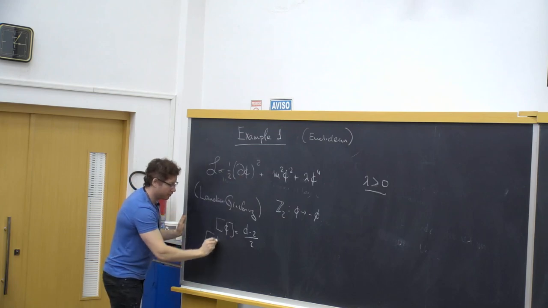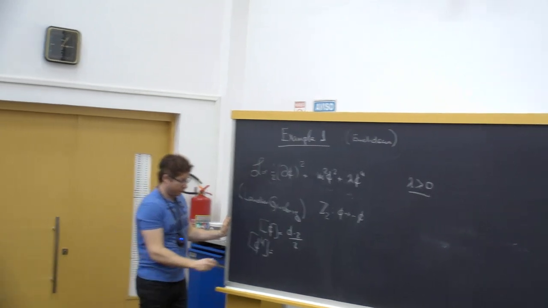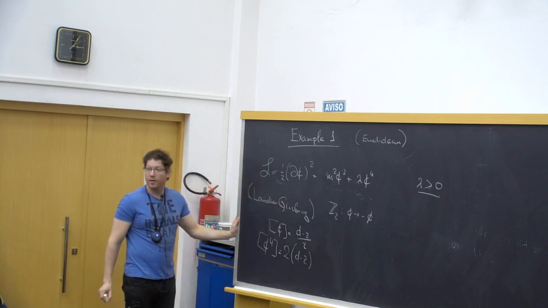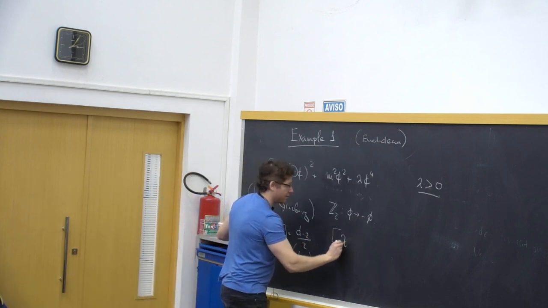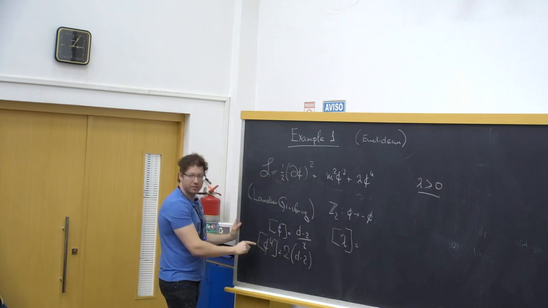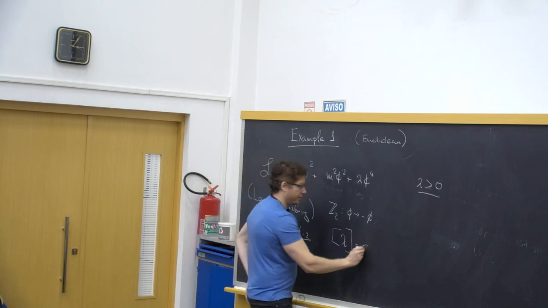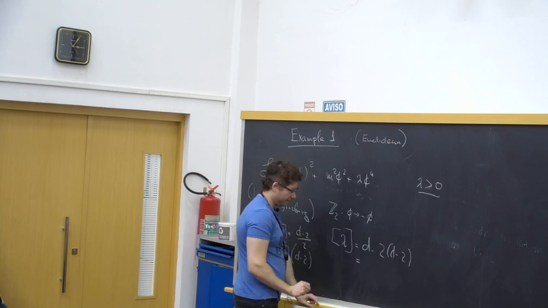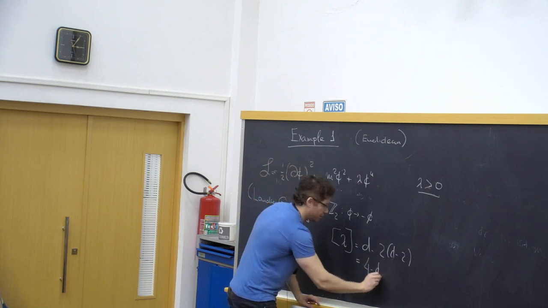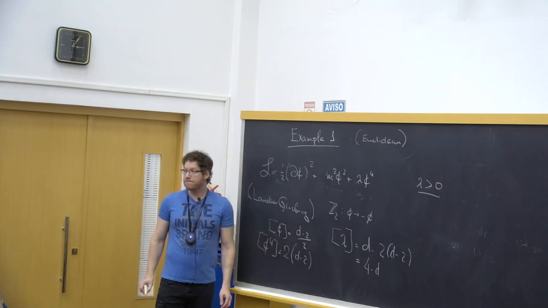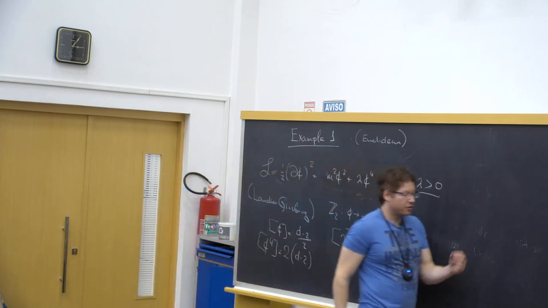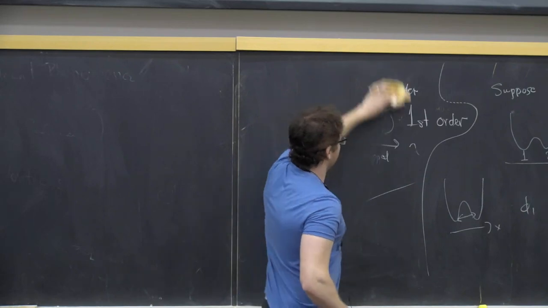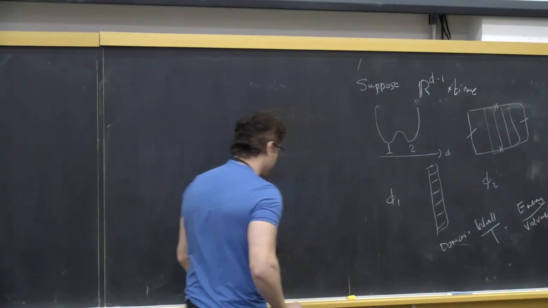And therefore, the dimension of phi to the 4 is 2 times (d minus 2). And therefore, the dimension of lambda is d minus that. So it's d minus 2 times (d minus 2), which is the same as 4 minus d. Okay? So what does it mean? There is a huge difference between d bigger than 4 and d smaller than 4. It's a very important critical dimension in critical phenomena.